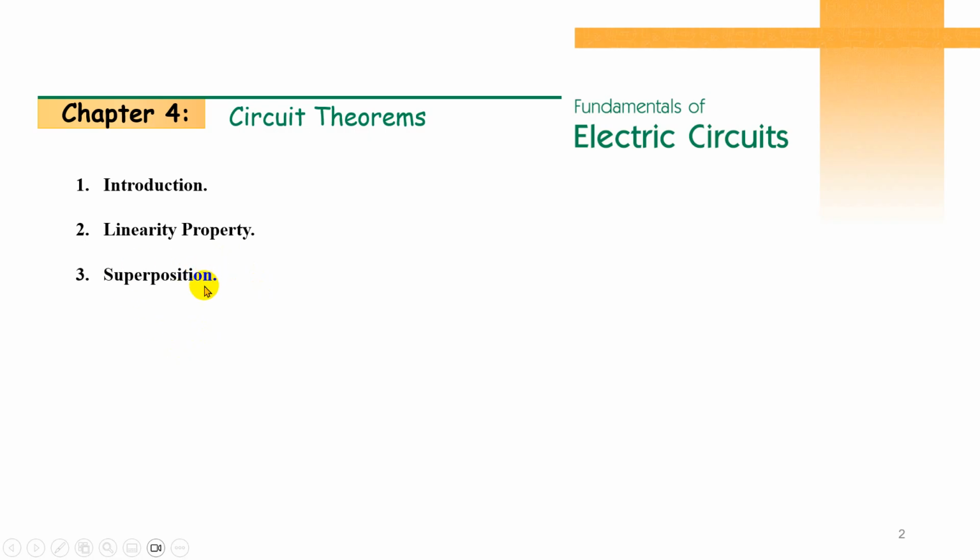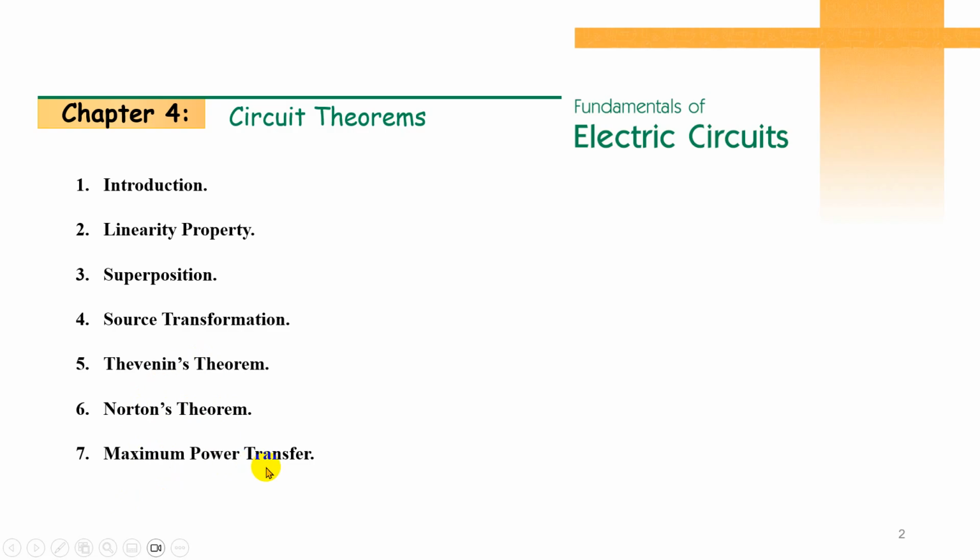Next we'll study the superposition theorem. These are the theorems, and next we'll study source transformation. Next we'll study Thevenin's theorem and Norton's theorem. So these are the theorems we study. Main theorems are superposition, Thevenin's theorem, Norton's theorem, and last the maximum power transfer theorem. So these are the four theorems we are covering in chapter 4.